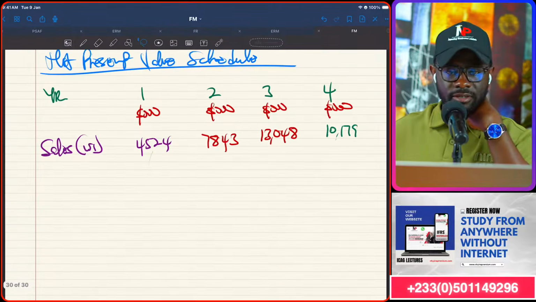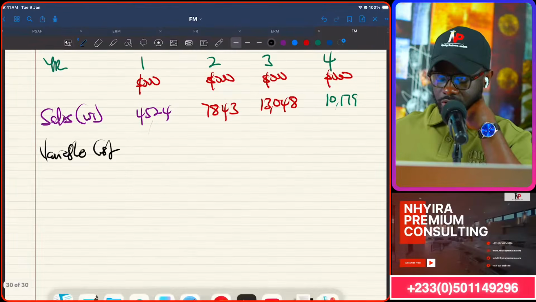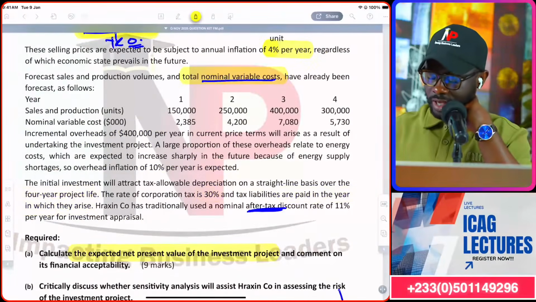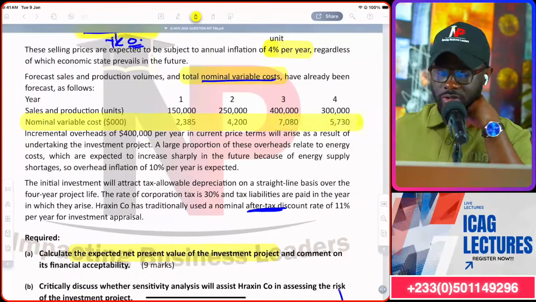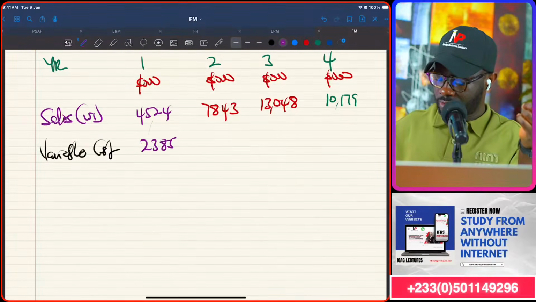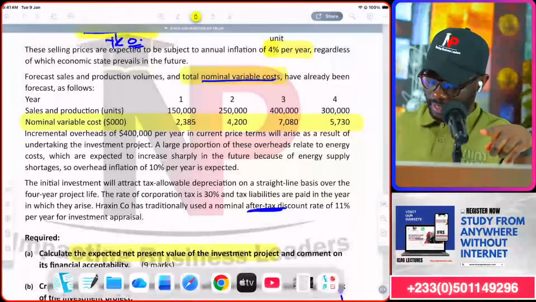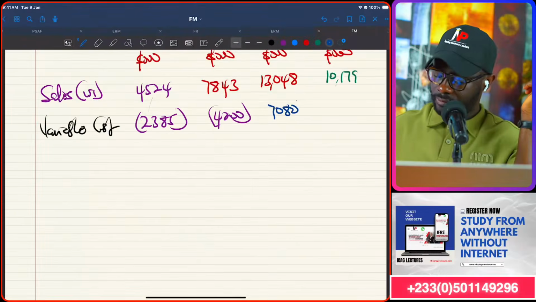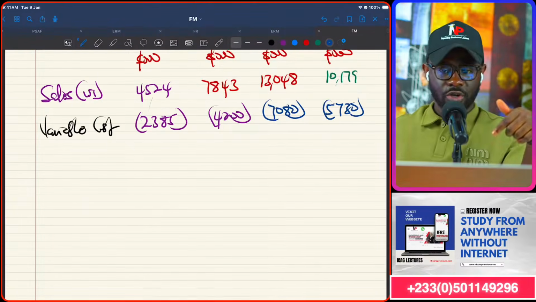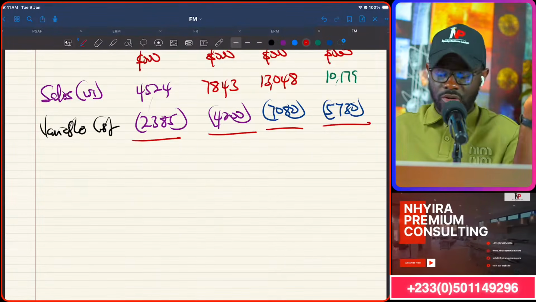All right. Then we bring in variable cost. The variable costs were already given in nominal terms in the question. So we pick them up here. Nominal variable cost. So we pick them up: 2385, 4200, and then 7080, 5780. We subtract that to get our contribution, because revenue minus variable cost gives us contribution.